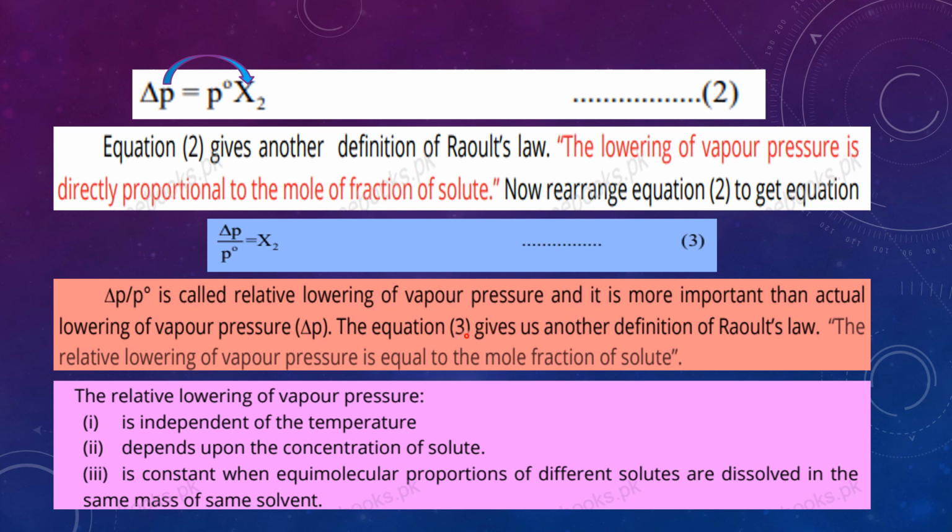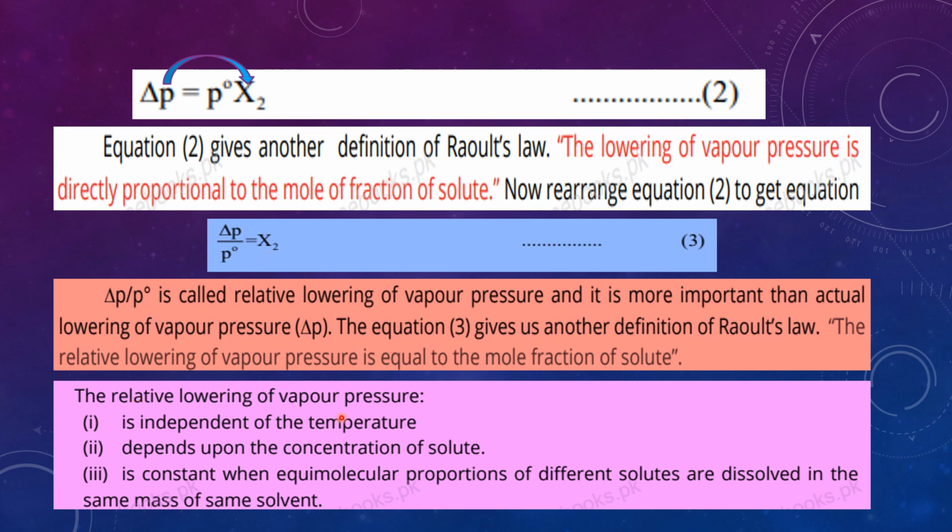Equation number 3 gives us another definition of Raoult's law. And what is the definition of Raoult's law from this equation? Relative lowering of vapor pressure is equal to the mole fraction of the solute. Delta P over P naught is the relative lowering of vapor pressure, and it is equal to the mole fraction of the solute.